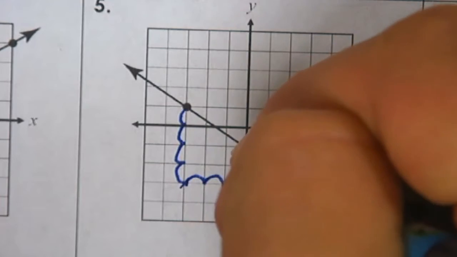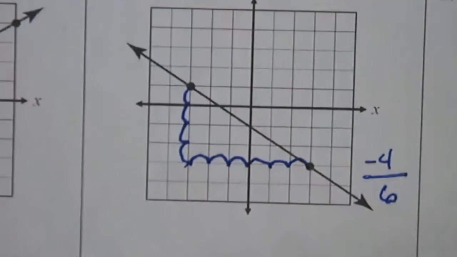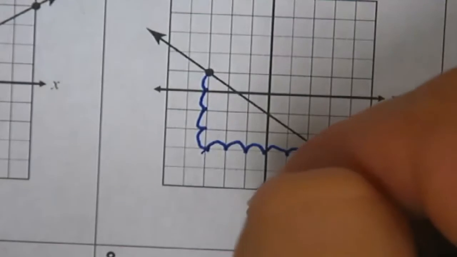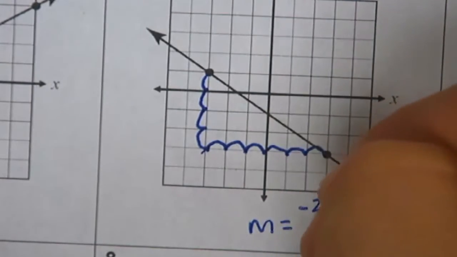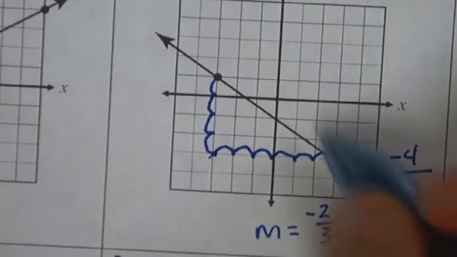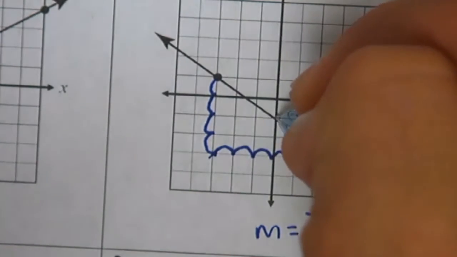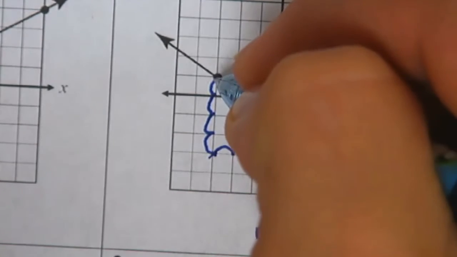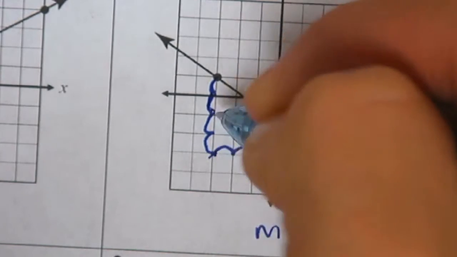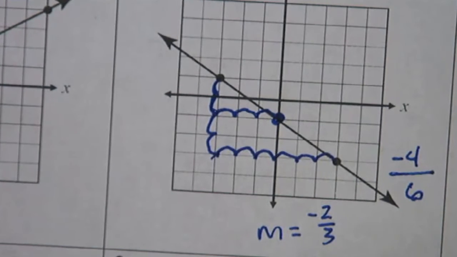1, 2, 3, 4, 5, 6. All right, so negative 4/6. Now I know I can simplify that to negative 2/3, which means these are not the best 2 points to illustrate this slope. There's actually a good point right there, because if I had gone down 2 and over 3, I hit directly on the line again.